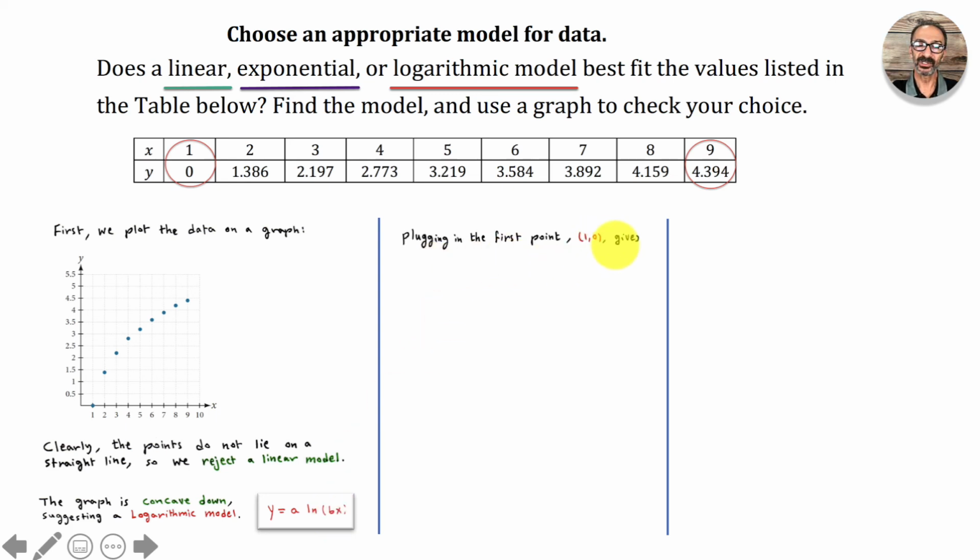Plugging in the point 1, 0, that's my key point. I get the following: 0 for the output. And instead of x right here, I'm going to write 1. There is no need to write 1 times b.